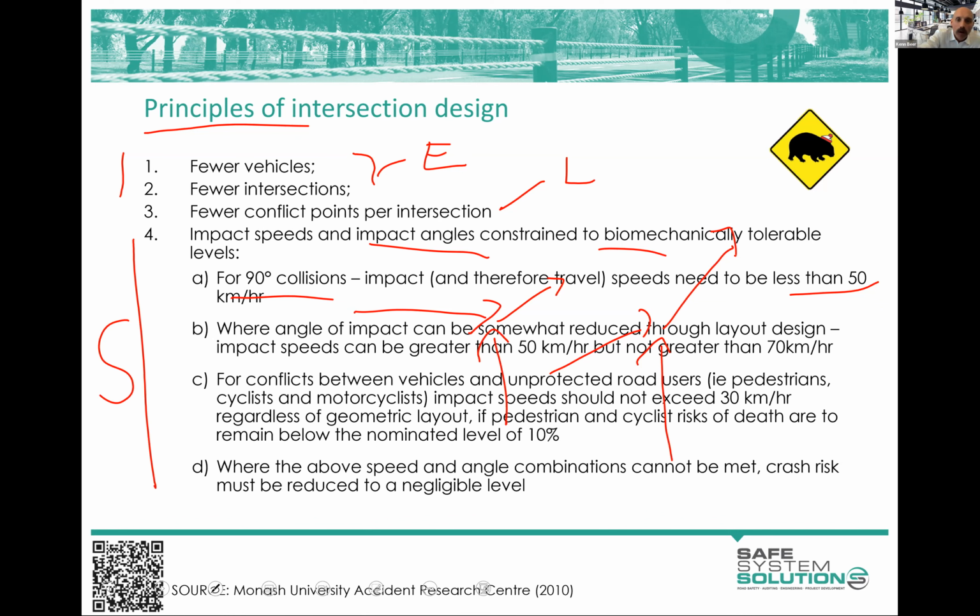If we have vulnerable road users, we're thinking around 30 kilometers per hour or below as the speeds that we want to be aiming at. And where we can't achieve this, we've really got to start to think about altering the design of that intersection or that configuration altogether.